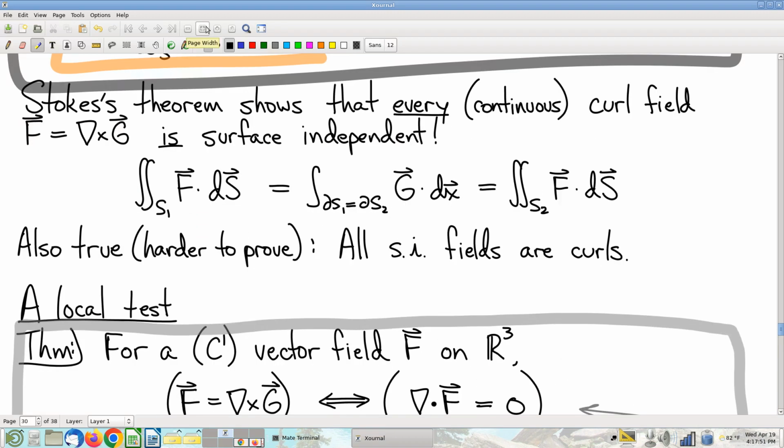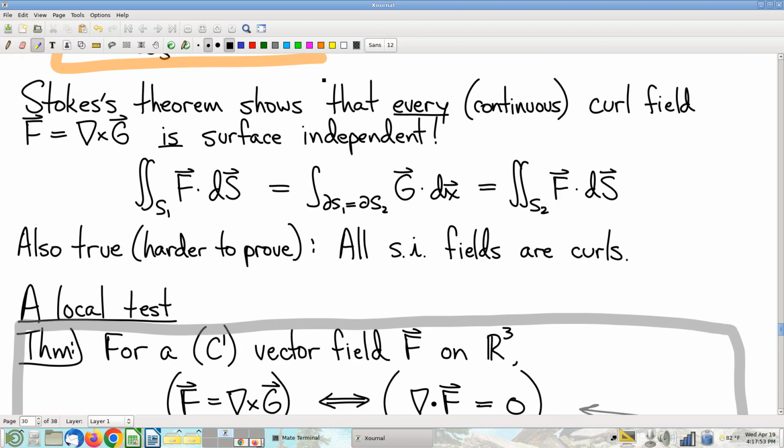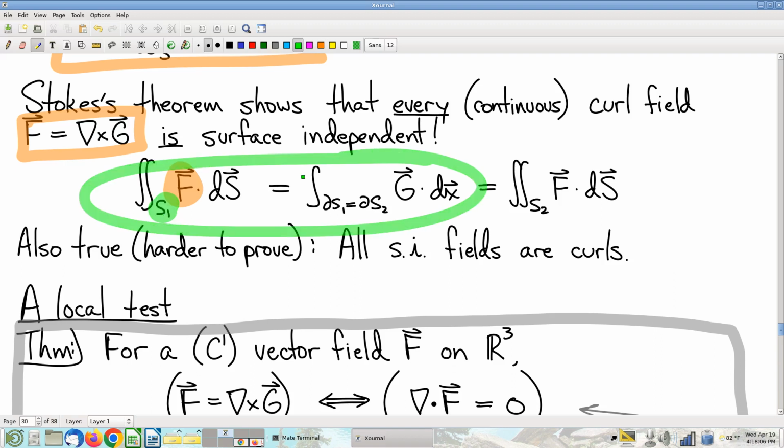Every curl, let's see here, let me get rid of the thing. Every curl is surface independent because here, check it out. If you have a curl, and you want to compute the flux through S1, well, good news. You're computing a flux of a curl. The flux of a curl is exactly what Stokes' theorem addresses. It gives you a circulation on the boundary of the anti-curl. This is what Stokes' theorem says.